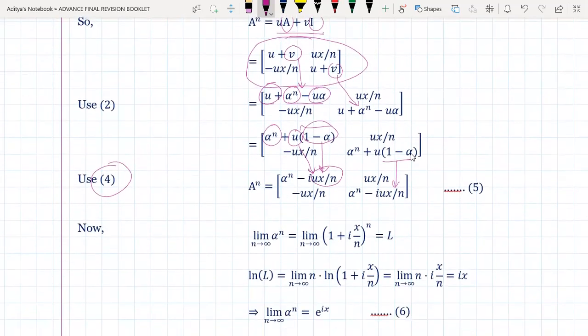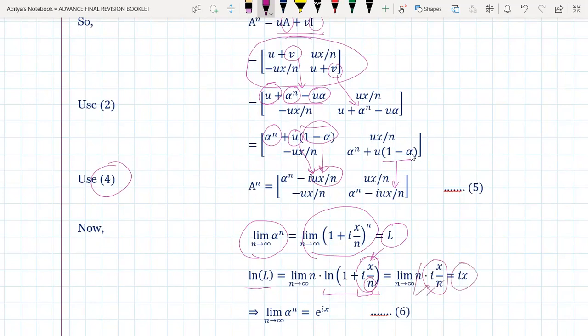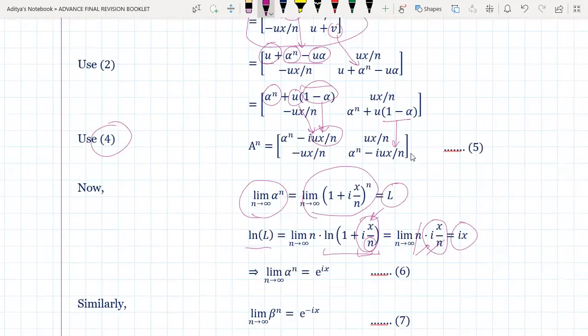Now it is very easy to observe that the limit of alpha power n as n tends to infinity would simply become this quantity. Let me call this L. Taking logarithm, ln L comes out to be this quantity. Now ln of 1 plus x can be replaced by x if x tends to 0, and obviously this is tending to 0 because anything upon infinity will tend to 0. So using that trick, n and n get cancelled, so we are left with iota x. So obviously L comes out to be e power iota x, because this was the logarithm of L. That's why this limit is e power iota x, which we are calling equation number 6.